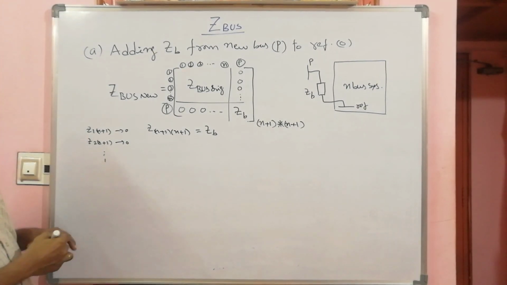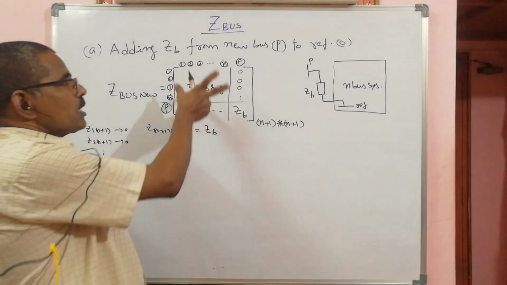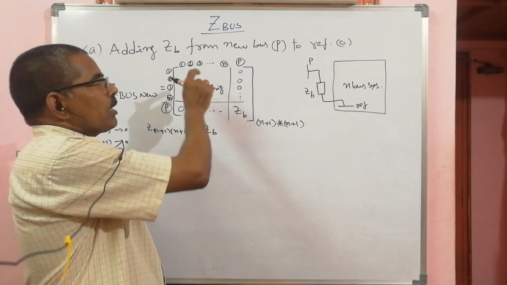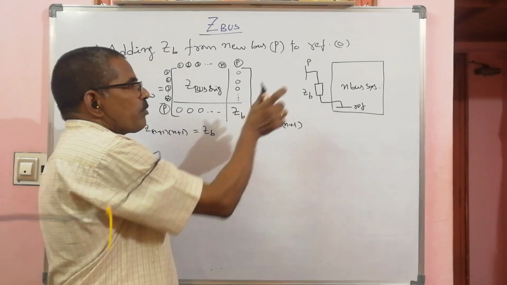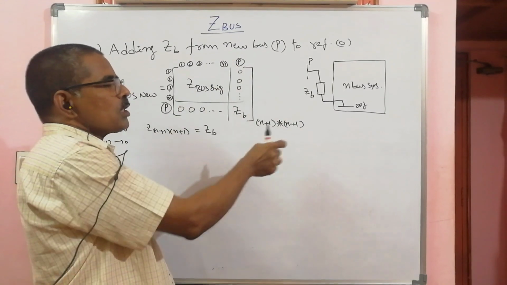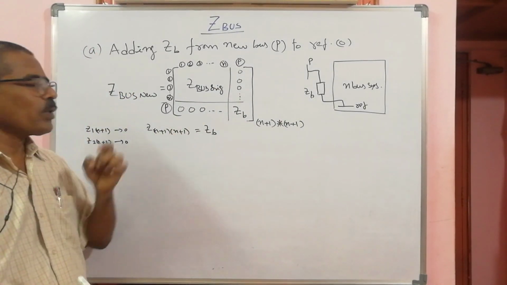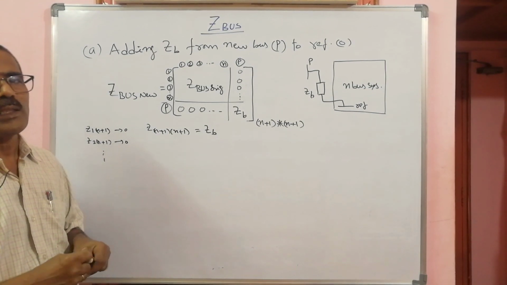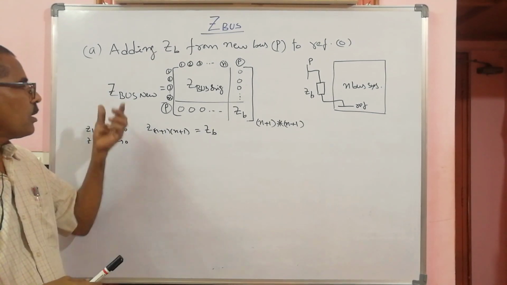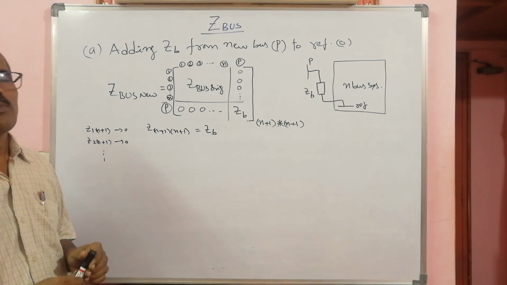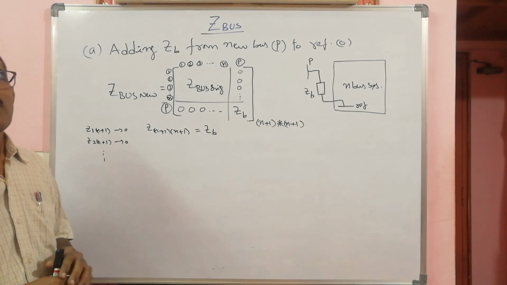Okay, so you just keep in mind the structure. When ZB is added between new bus to reference, add a column and a row with all zeros, and diagonal is ZB. This ZB means it is Z n plus 1 n plus 1. That itself is Z bus new. I hope it is clear.